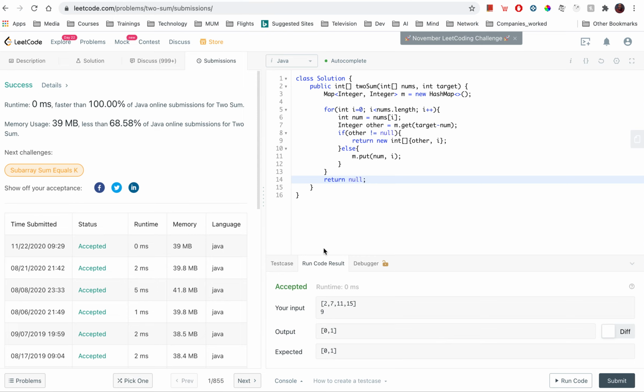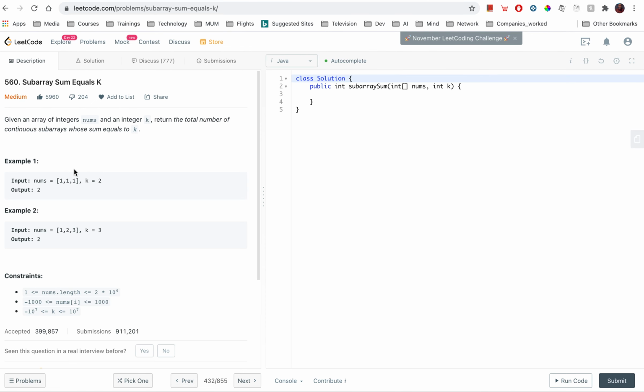Guys, so last time we solved the two sum problem where we have an integer array and a target, and we have to find the indices which sum up to the target. So next we're going to solve this subarray sum equals k problem recommended by Leetcode. Let's go to the problem.